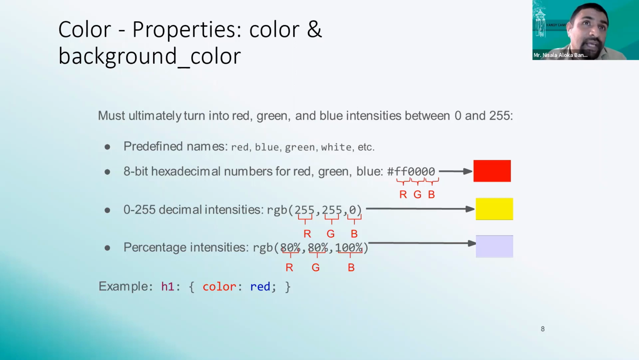Or we can use 8-bit hexadecimal numbers for red, green, blue. If you have been associated with computers, you know what hexadecimal is and how to formulate hexadecimals. Web colors are usually handled as an 8-bit RGB value.